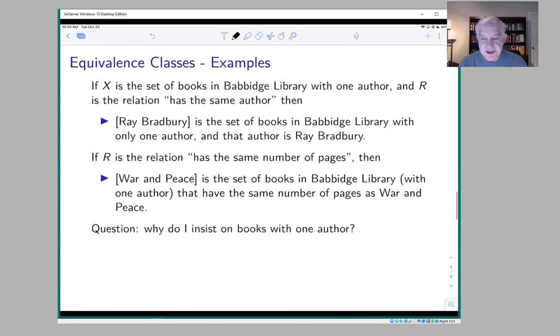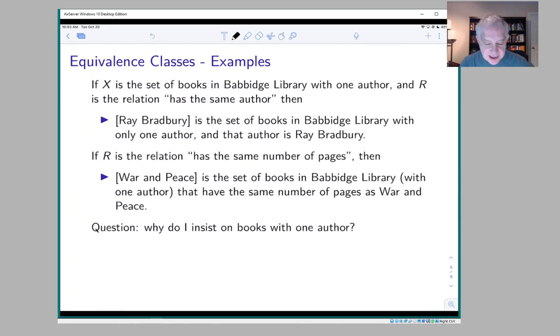Let's look at a few more examples of equivalence classes, because this is really a crucial idea. Let's go back to our set of books and assume they have only one author, and let R be the relation "has the same author." Then we have an equivalence class associated to the author Ray Bradbury. It'll be the set of books in Babbage Library with only one author, and that author is Ray Bradbury. If the relation is the same number of pages, and we take the book War and Peace, then the equivalence class of War and Peace is the set of books in Babbage Library, which have one author, that have the same number of pages as War and Peace.